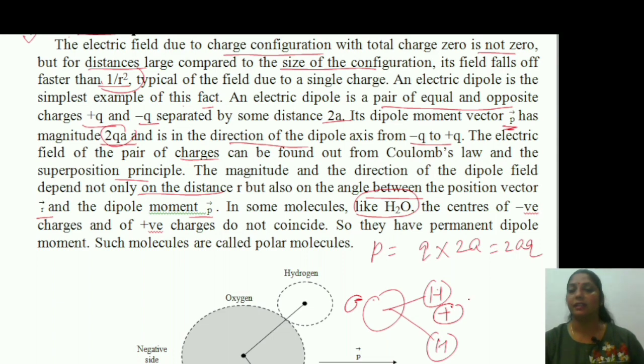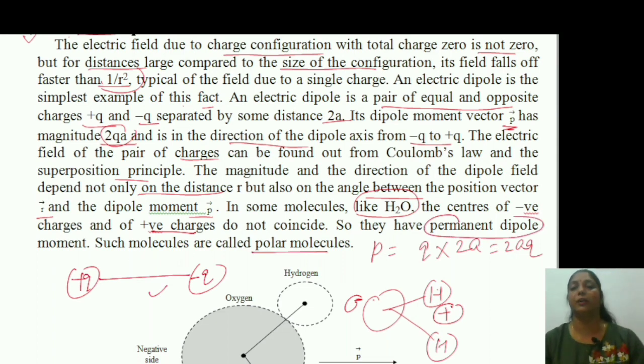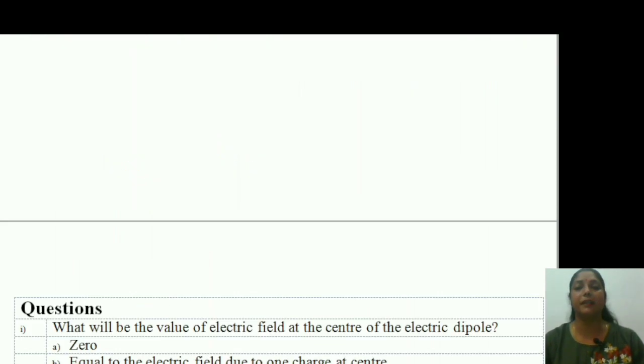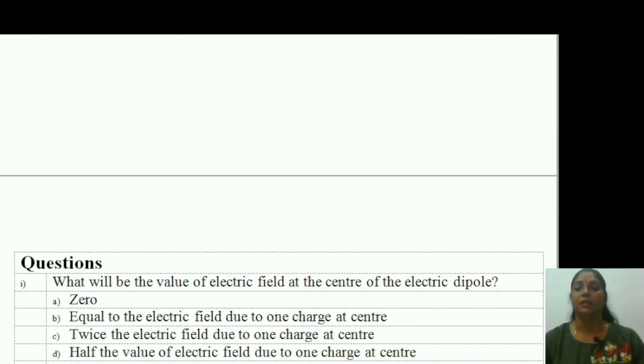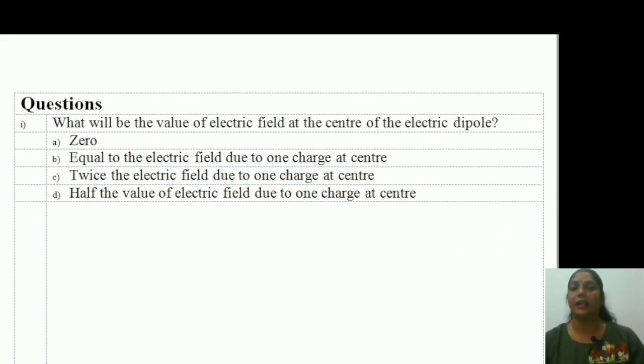If there is a separation between two equal and opposite charges, then it must have some dipole moment. So the water molecule also has centers of negative charge and positive charge that do not coincide. They have a separation between positive and negative charge, and due to this separation it has a permanent dipole moment. Such molecules are called polar molecules. Those molecules which have a permanent dipole moment are called polar molecules. So you already studied the electric dipole. Now, based on that and on this paragraph, some questions are given here.